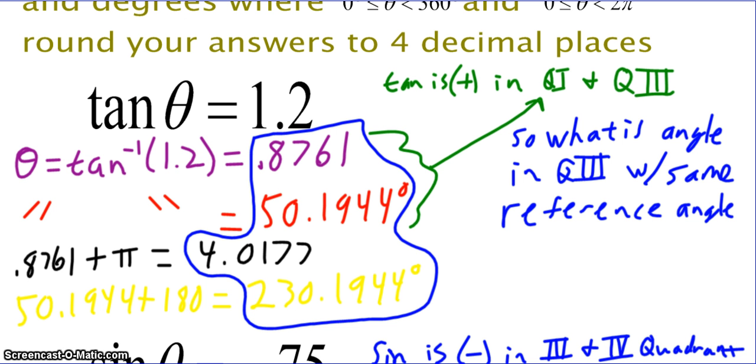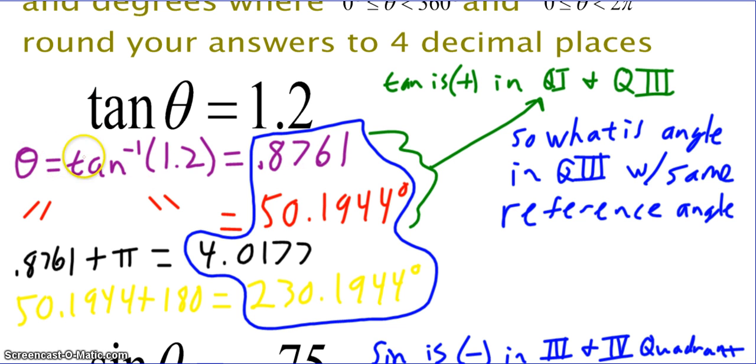Okay, so if we look at the first one here, tangent of theta equals 1.2. So I want to think to myself, where is tangent positive? Well, tangent is positive in quadrant 1 and quadrant 3. Okay, so on our calculator, if I do theta equals tangent inverse of 1.2, and if my calculator's in radians, I get 0.8761. That's an angle in the first quadrant. So that's one of my answers. That also is my reference angle in radians.